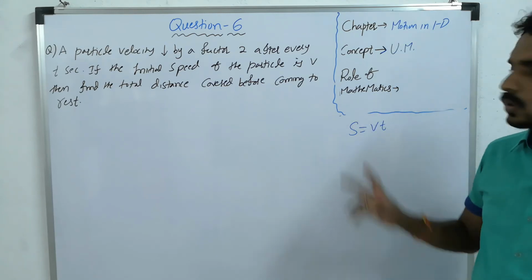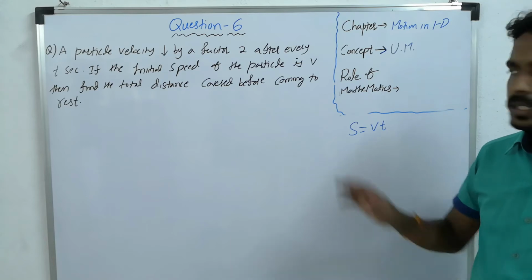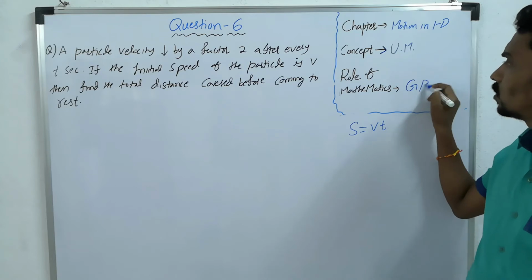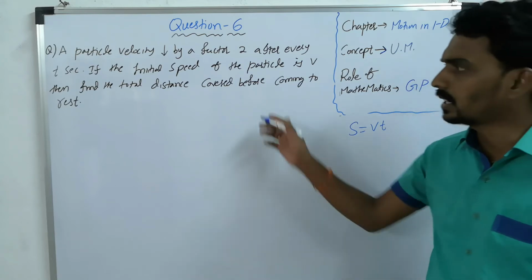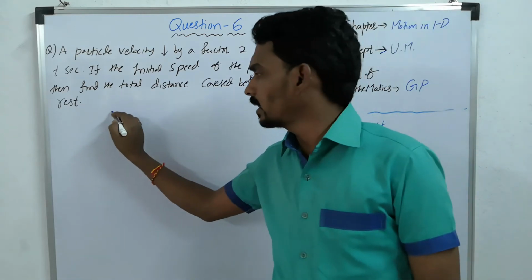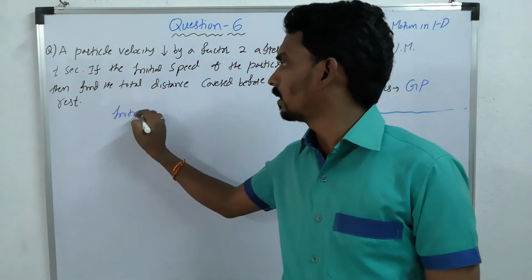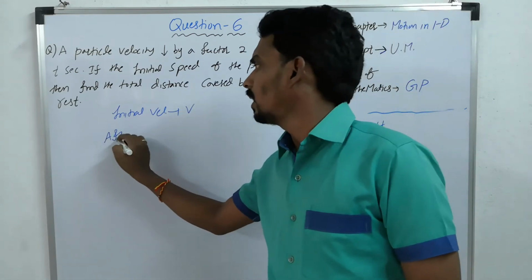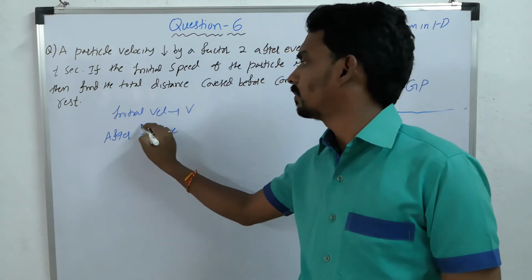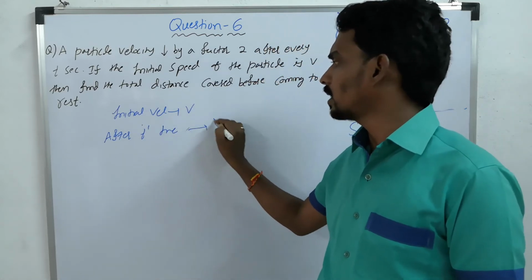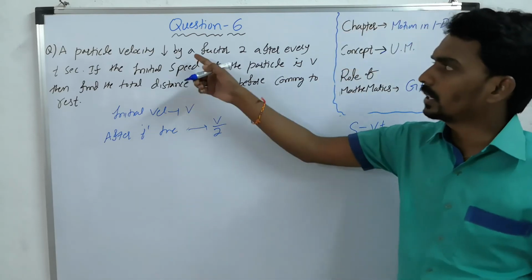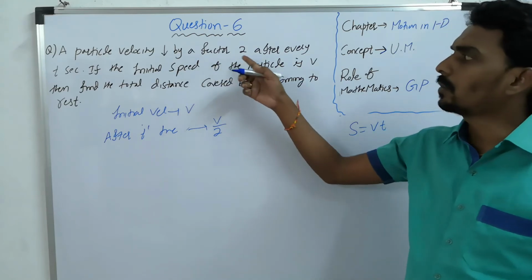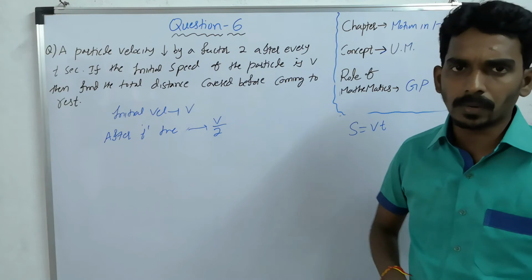So here is the role of mathematics. What role? Geometric progression, that too an infinite series. Let's see. Let's say the initial velocity is v. Now after t time, the velocity will become v by 2, since it decreases by a factor of 2.